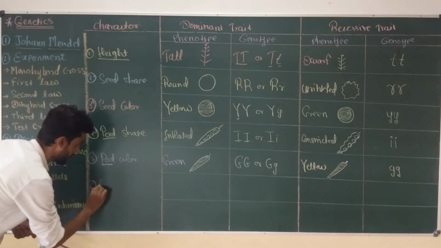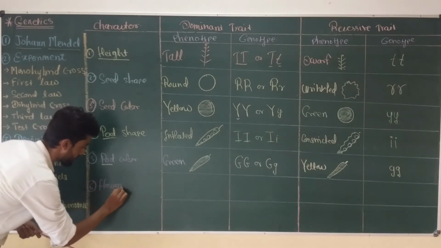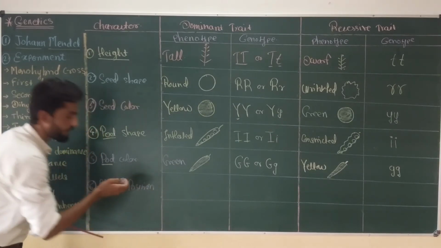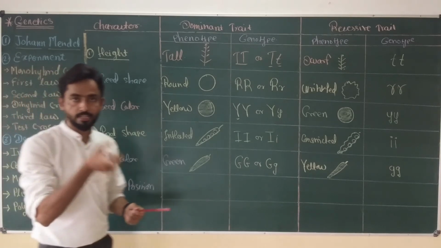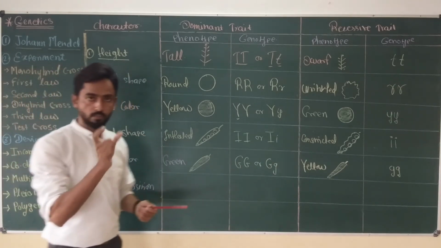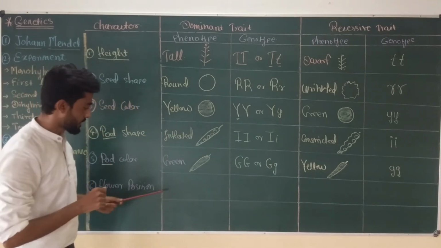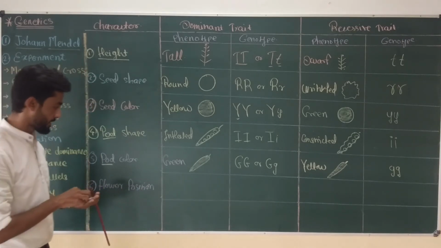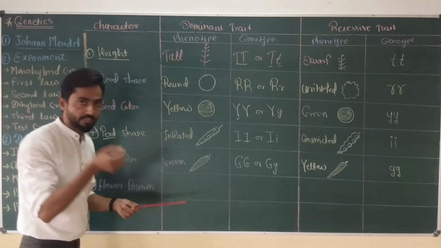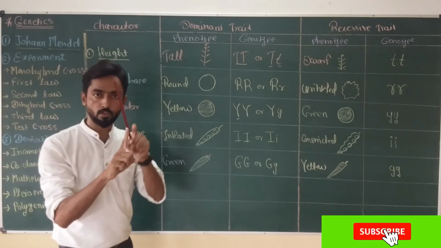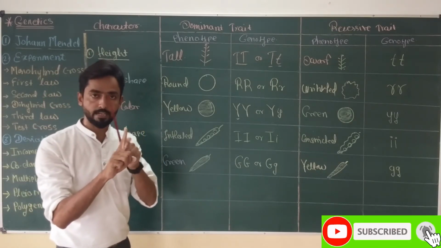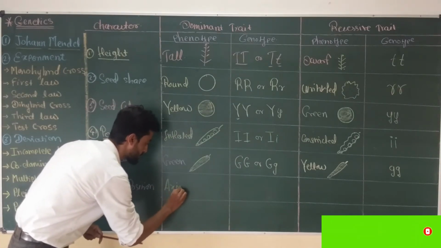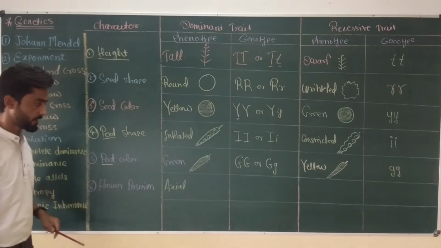Which is flower position, where exactly the flower is attached to the stem. On the basis of this, there are two different types of position found in the garden pea plant. If the flower is attached to the main axis and not to the tip of the axis, in that case it is called axial arrangement of the flower. Axial arrangement, like this.